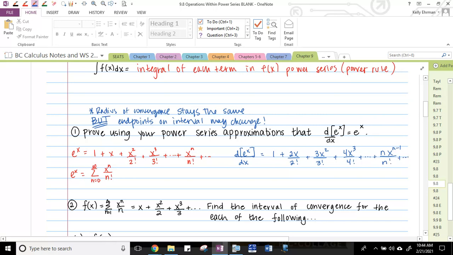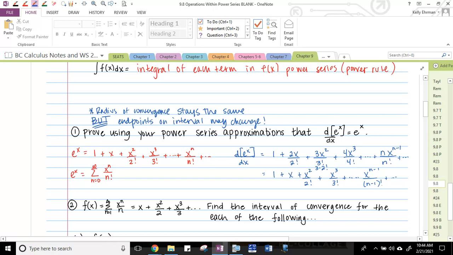Well, those all simplify, right? That's 1 plus 2 over 2 factorial just leaves me with x. 3 over 3 factorial, 3 cancels out. 3 factorial is the same as 3 times 2 factorial. So that's back to plus x squared over 2 factorial. Let's do one more. 4 and 4 factorial, the 4 and the 4 cancel out, and you're left with x cubed over 3 factorial. It's looking an awful lot like our original power series for e to the x. N over n factorial does cancel out. I have x to the n minus 1 over n minus 1 factorial.